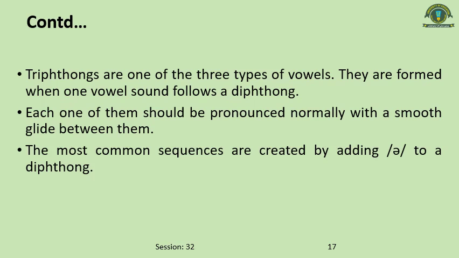So each one of them should be pronounced normally with a smooth glide between them. And the most common sequences are created by adding a schwa to a diphthong. So that means when we add schwa, mostly, alright, to a diphthong, it becomes a triphthong. Is it clear?